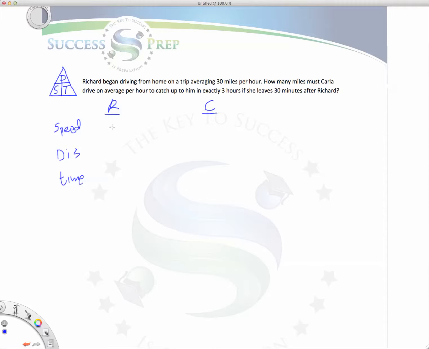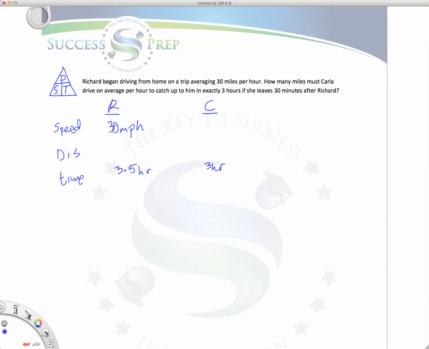In this case, they told us that Richard was traveling at 30 miles per hour. So we're going to put 30 here, 30 mph. And they told us that Carla is trying to catch up with Richard in exactly 3 hours, which means that her time needs to be 3 hours over here. But because she left 30 minutes after Richard left, it means that Richard has had 3.5 hours of time so far.